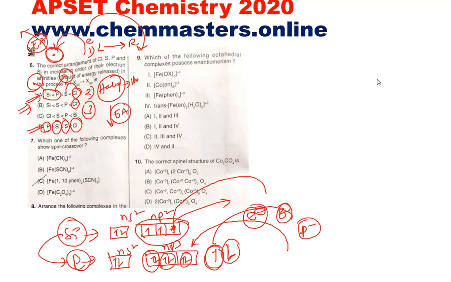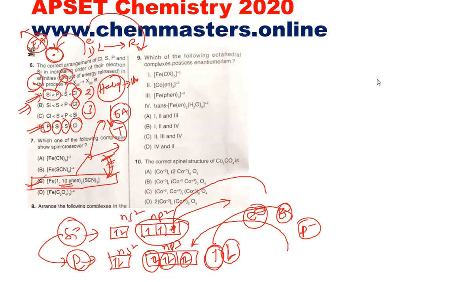Which one of the following complexes shows spin crossover? This question has been given many times in the CSIR exam. Here 1,10 phenanthroline is the ligand which can switch its low spin and high spin nature by just varying the temperature. So option C is the correct answer.